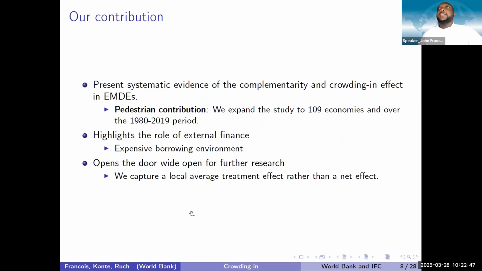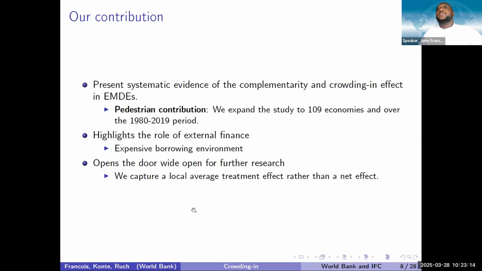Okay. So what is our contribution to the literature? The first bit is very pedestrian. The pedestrian bit is that the story about crowding in or crowding out is well known. Everybody knows it. But one of the things that we try to bring on board is a systematic evidence based on a large sample of countries, which is 109 economies. And we look at it over an extended period of time. So we use both historical and more recent data.